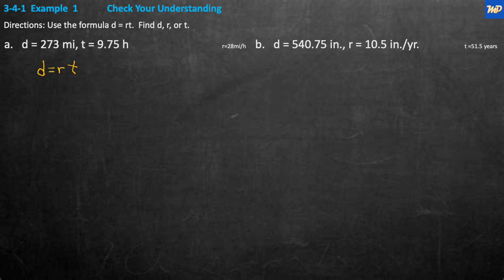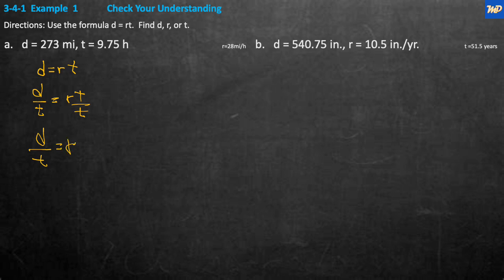And we're going to solve for R. So that means we have to divide both sides by T. So D divided by T equals RT divided by T. And when we carry that out, we have D over T equals R. And we're trying to find R.